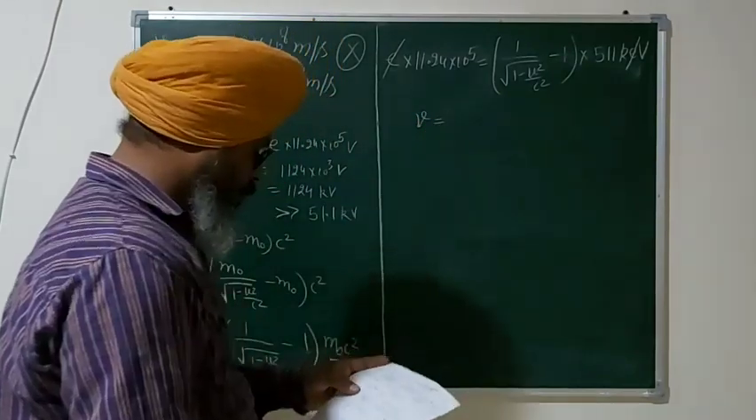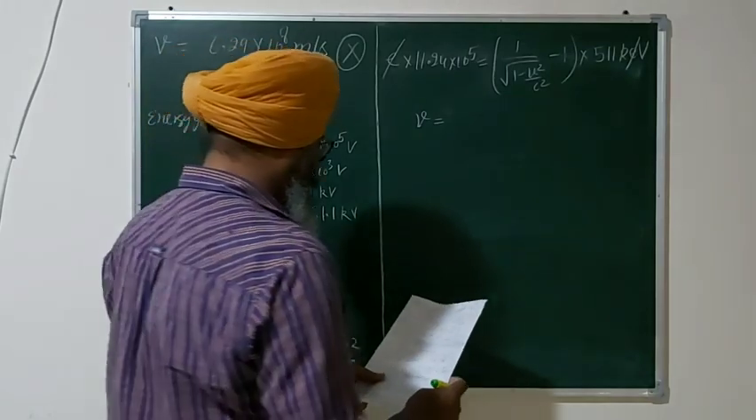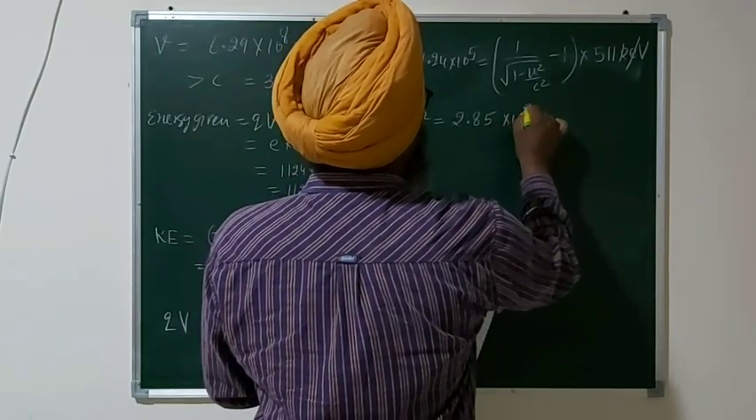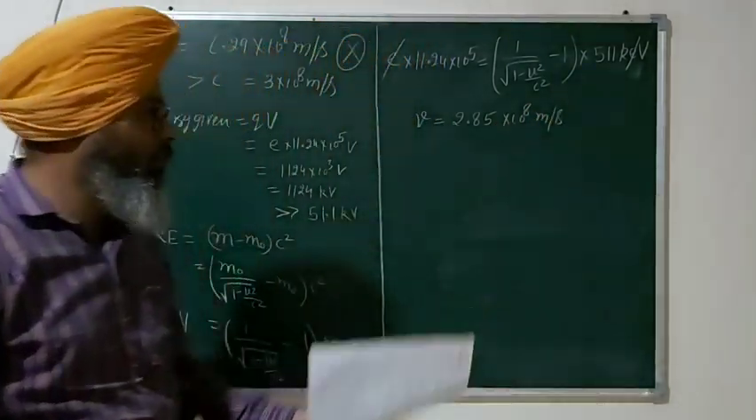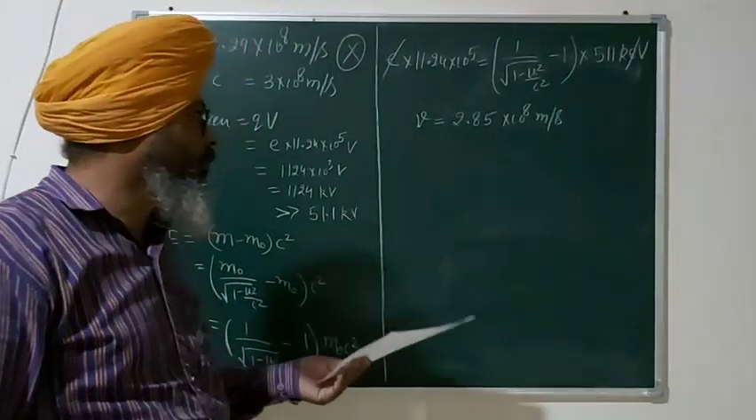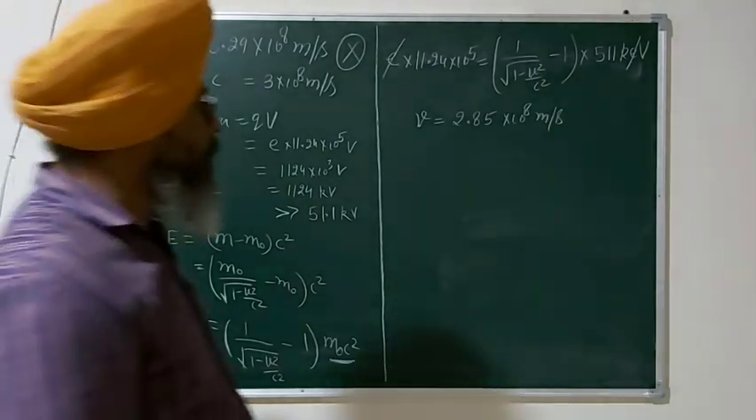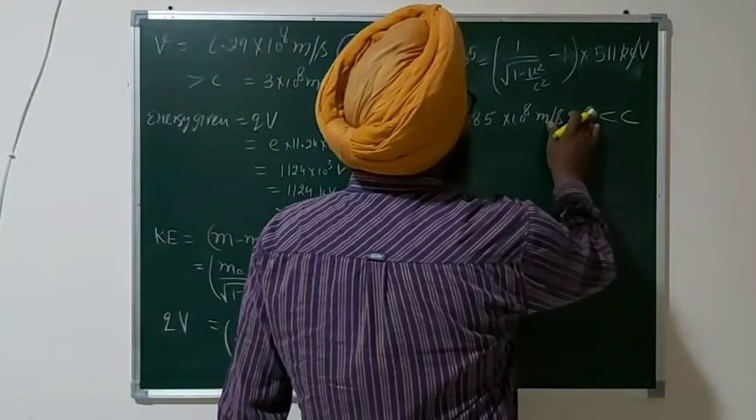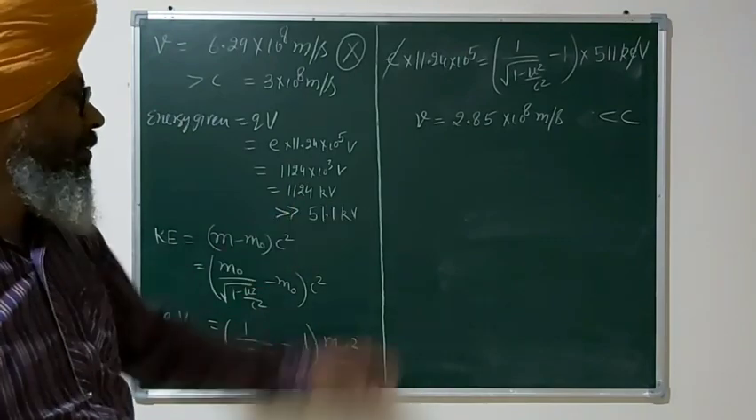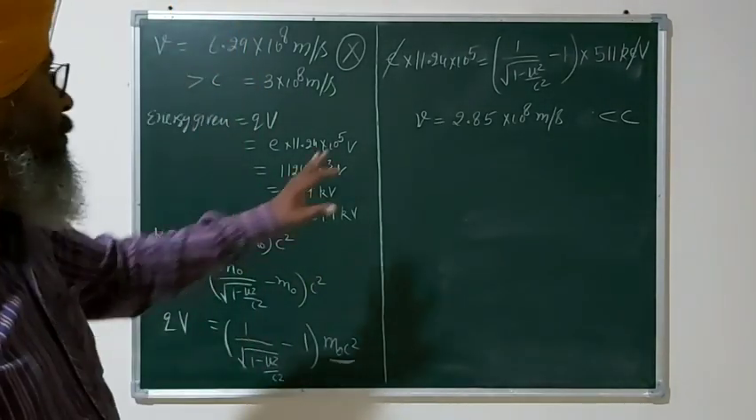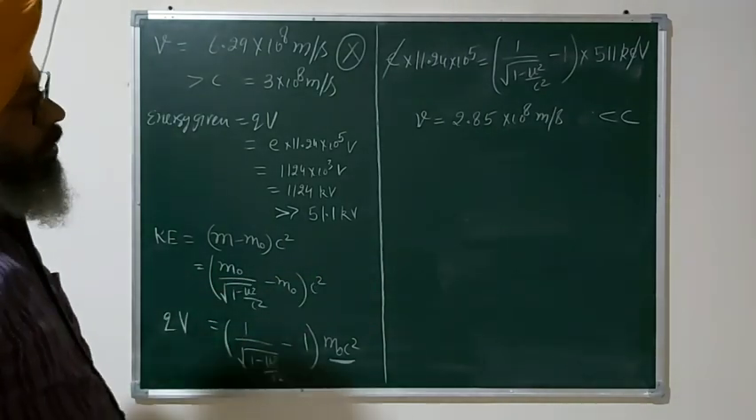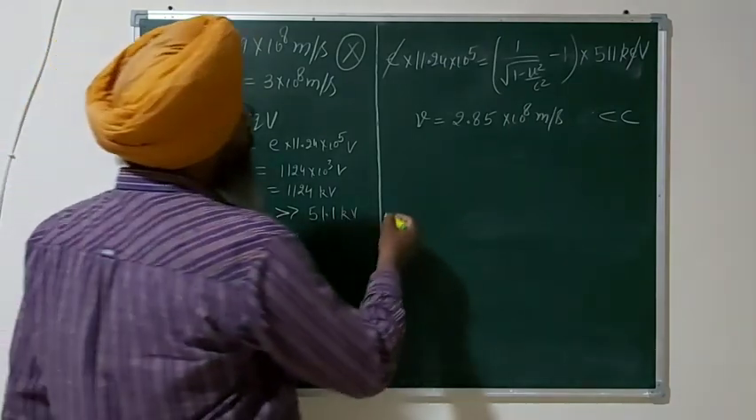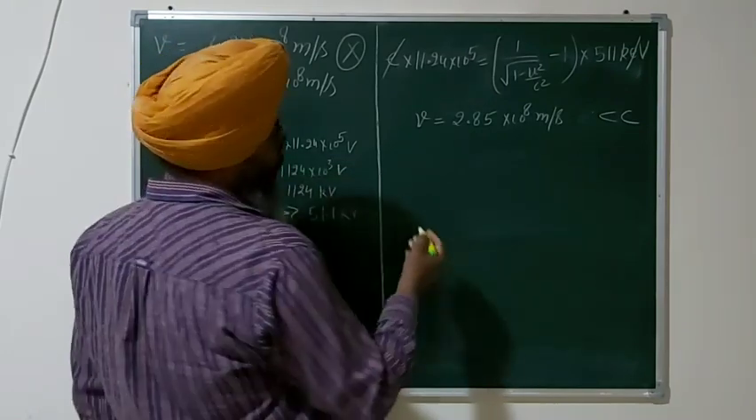With these calculations, you will get the value of v equal to 2.85 into 10 raised to power 8 meter per second. You can verify this value yourself. Obviously this is smaller than the speed of light, though not much smaller, and therefore you can see that the expression I have used to find the velocity is correct. Now if this expression is correct, the relativistic formula that we will be using will give us the correct value of the wavelength.